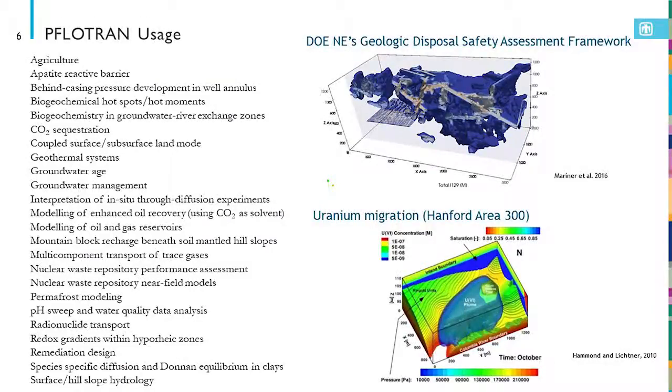PFLOTRAN is used widely around the world, and its uses include biogeochemical modeling, CO2 sequestration, modeling of geothermal systems, and modeling of oil and gas reservoirs, and of course modeling of nuclear waste repositories. So, a couple of the uses that you may be familiar with. If you were listening yesterday, you are familiar with the Geologic Disposal Safety Assessment Framework and our generic reference cases. It's also used to model uranium migration at the Hanford area, and that work is out of PNNL.